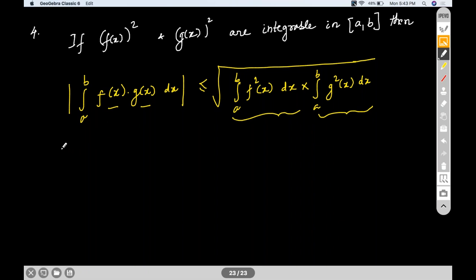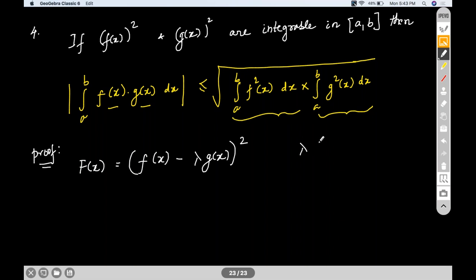So let us try to discuss this proof. Let's say I have capital F of x as f of x minus some lambda g of x, squared, where lambda is some real quantity. So I've just assumed a function like this. Let F of x be a function which is a perfect square, and it is a perfect square of f of x minus lambda g of x, where lambda is some real number.